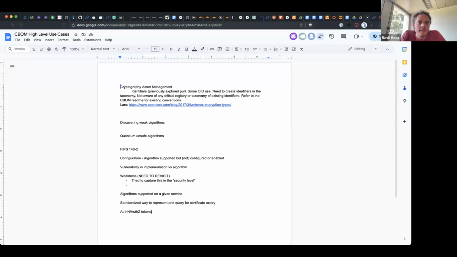And then one thing, weaknesses, right? The quantum safe thing is maybe the most prominent at the moment, but it's not the only one. It goes beyond that, finding uses of MD5 or SHA-1 or algorithms that are broken. So I think that's a very natural expansion of that quantum safe use case.